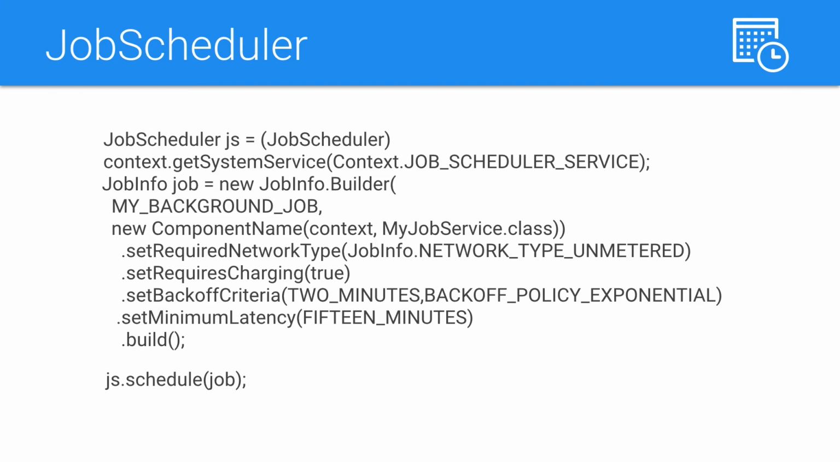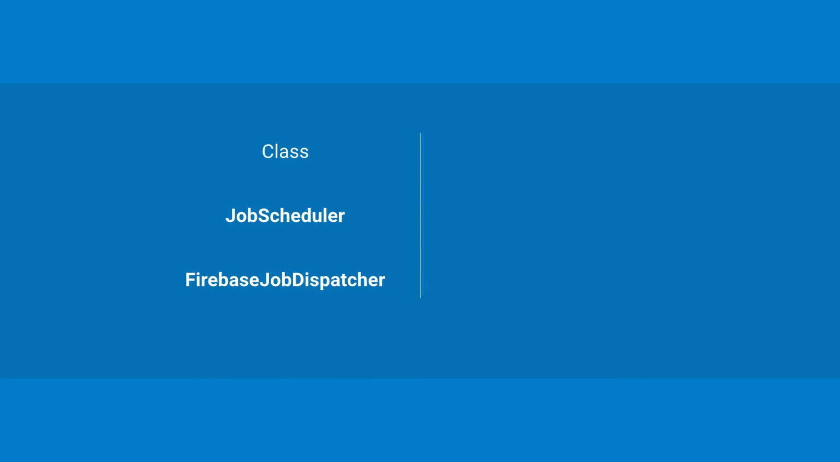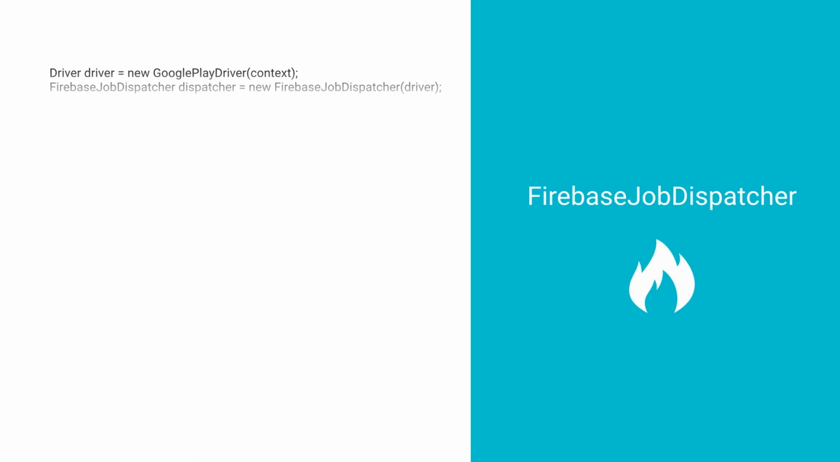In this course, we'll be using a class called Firebase Job Dispatcher, which is a more compatible version of Job Scheduler. Since Job Scheduler was introduced in Android L, it only provides compatibility back to API level 21, whereas Firebase Job Dispatcher provides compatibility back to API level 9 Gingerbread. Here's what using Firebase Job Dispatcher looks like.